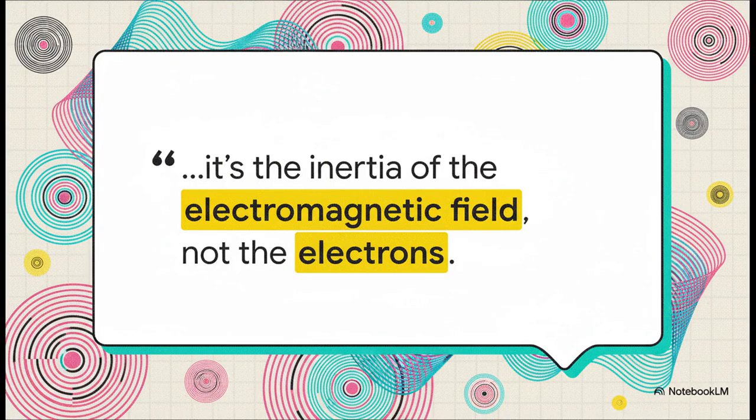So let's bring it all home. The next time you think about electricity flowing through a wire, remember this one key thing. That weird behavior where the electrons avoid the center, it has nothing to do with the electrons themselves. It's all about the field they create. As the source material puts it so perfectly, it's the inertia of the electromagnetic field, not the electrons. It's just this incredible, invisible dance between electricity and magnetism happening all around us all the time.